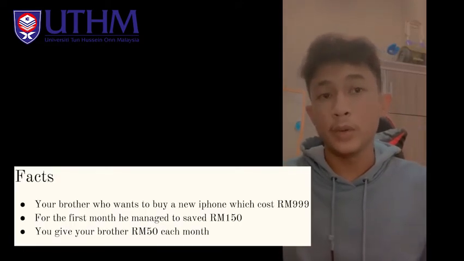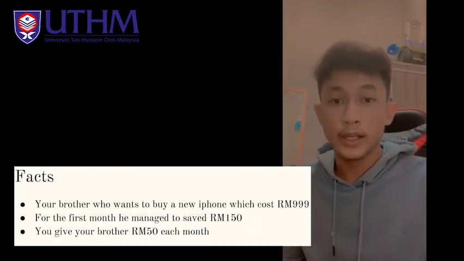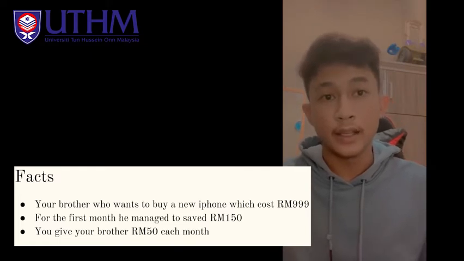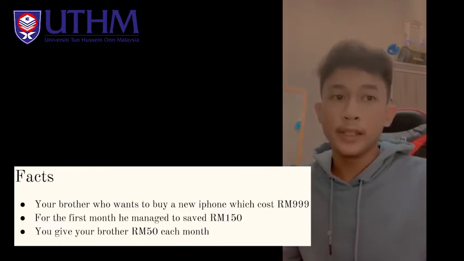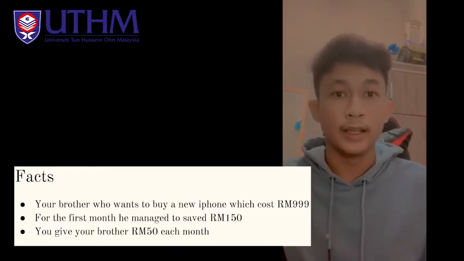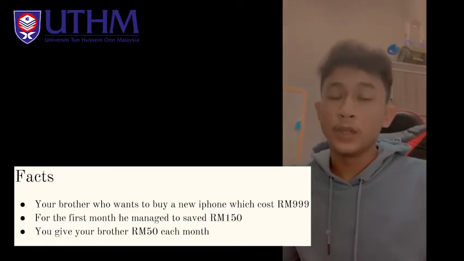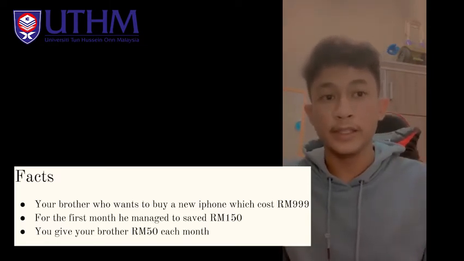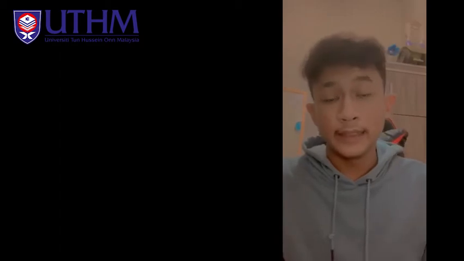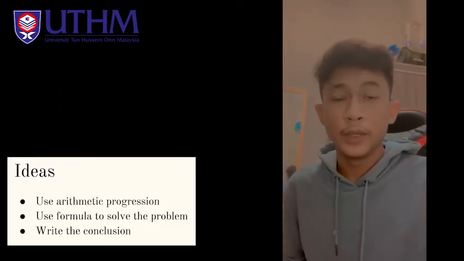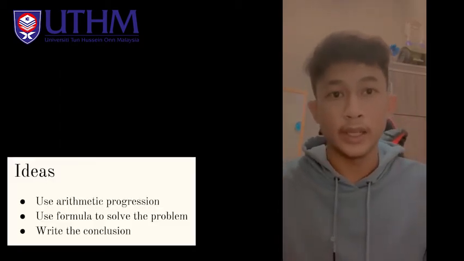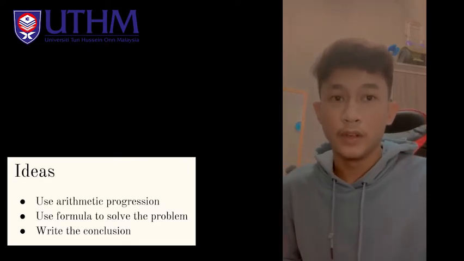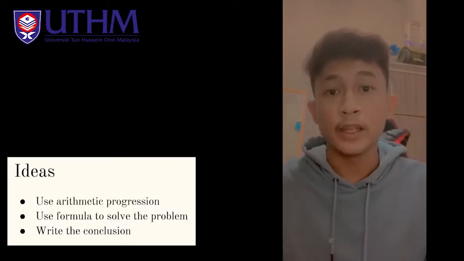Firstly, your brother wants to buy a new iPhone which costs 999 ringgit. Second, for the first month, your brother managed to save 150 ringgit. Thirdly, you give your brother 50 ringgit each month. For the ideas for question 2, first, we use the arithmetic progression. Second, use the formula to solve the problem. And lastly, write the conclusion.